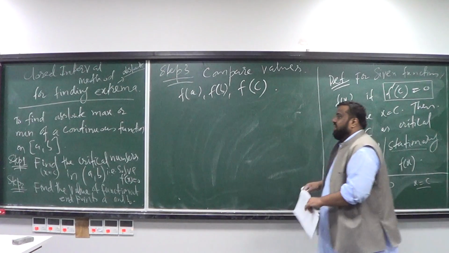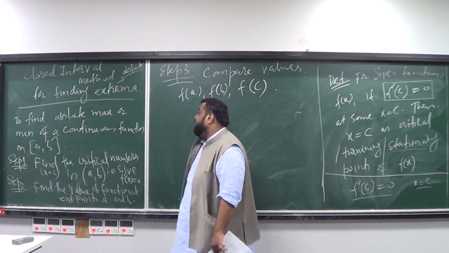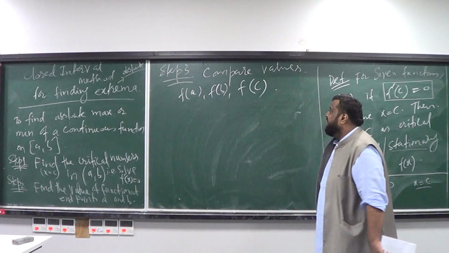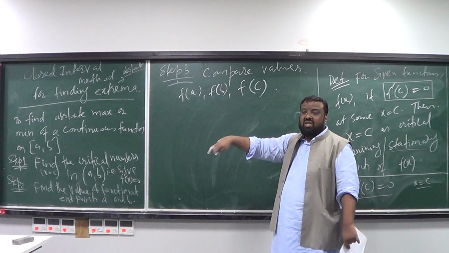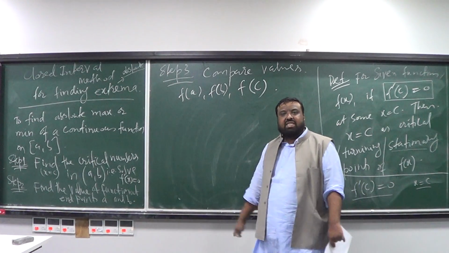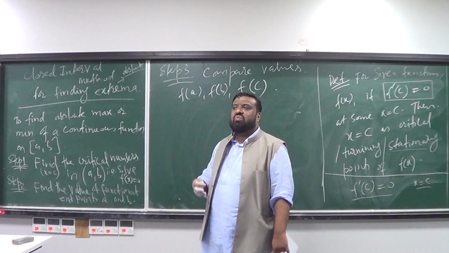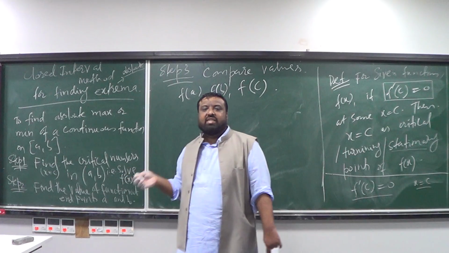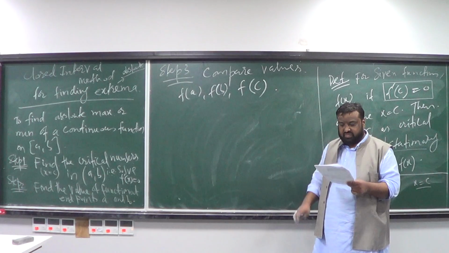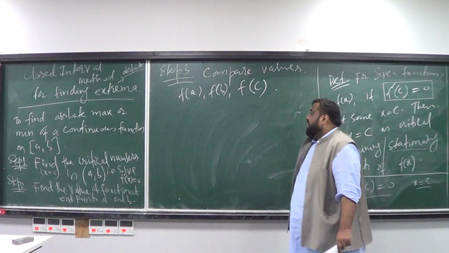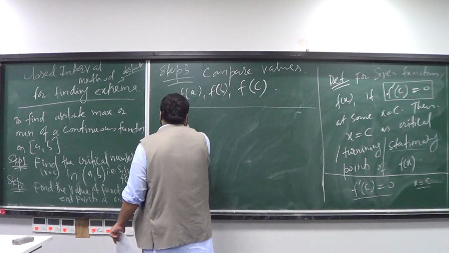So simple. Find critical points, compute the value of f at endpoints a and b, and compare the values f of a, f of b, and f of the critical point, and see what value is the biggest and what value is the smallest. The largest value would be the absolute maximum, and the smallest of all these values is going to be the absolute minimum. And so this is an algorithm.